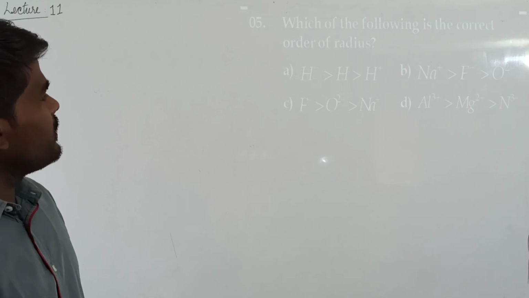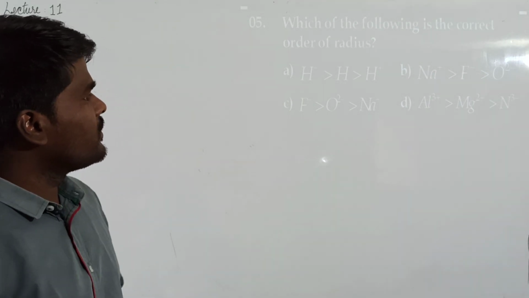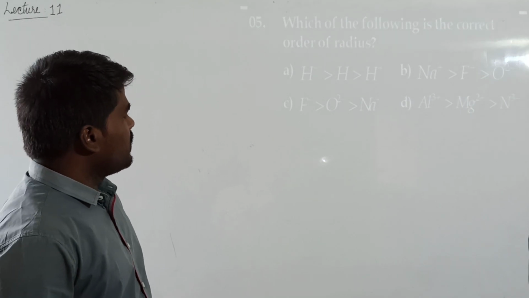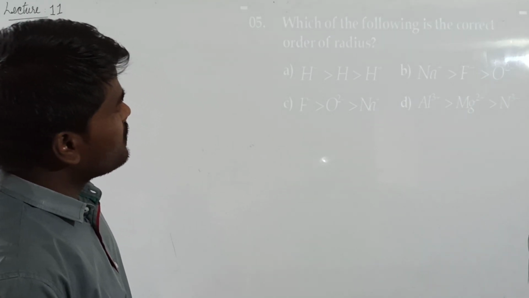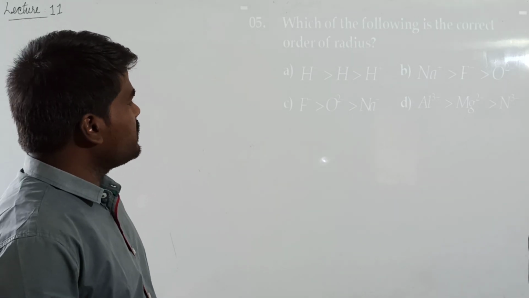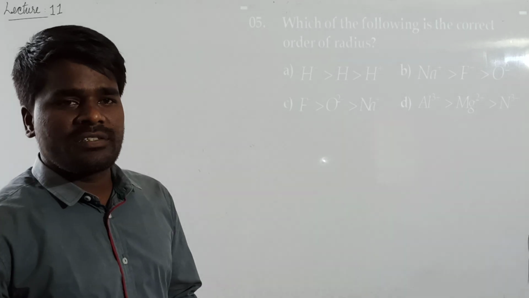Which of the following is the correct order of radius? If you look at the options, this is a question regarding the ionic radius. You have the comparison of ionic radius of various ions.